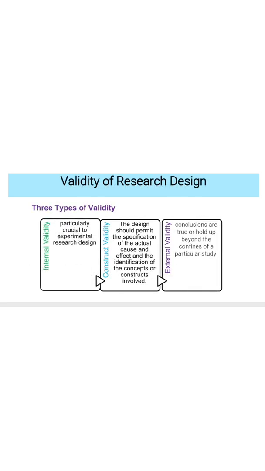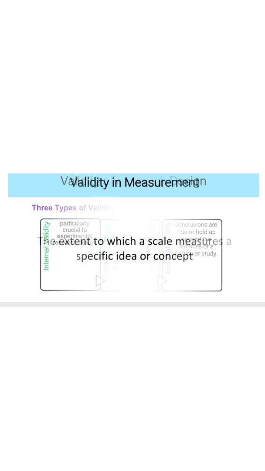Validity of research design. There are three types of validity. Internal validity is particularly crucial to experimental research design. Second, the construct validity means that the design should permit the specification of the actual cause and effect and the identification of the concept or construct involved. Third, external validity. Conclusions are true or hold up beyond the confines of a particular study.